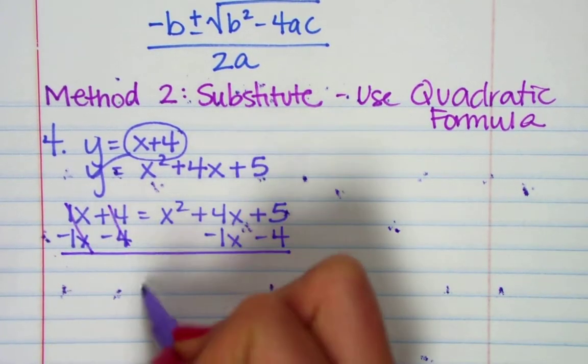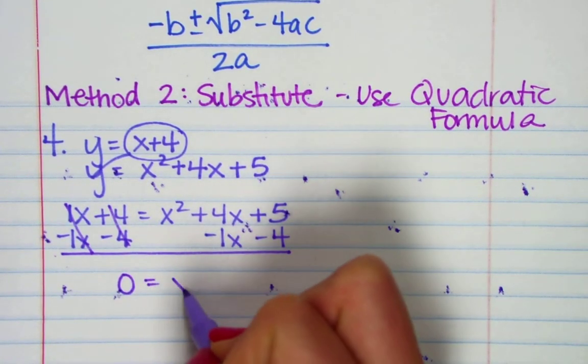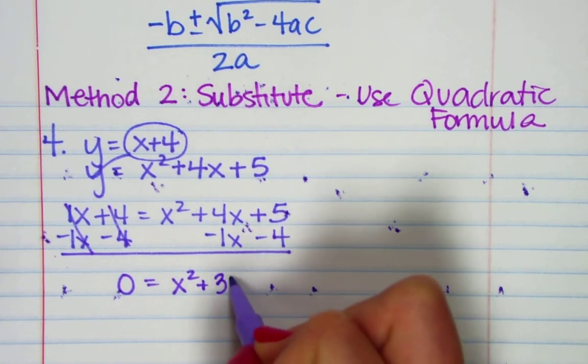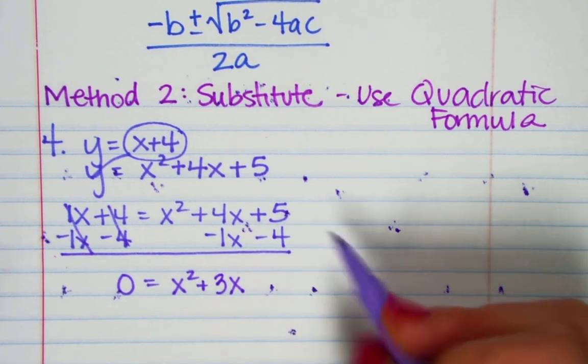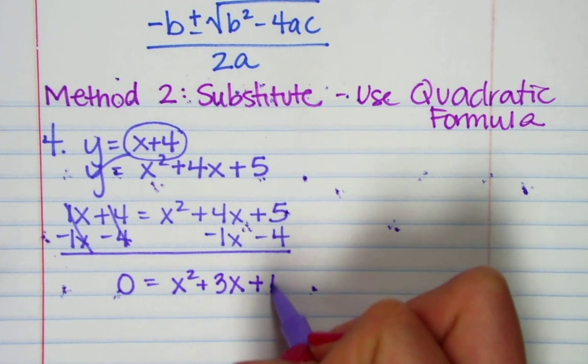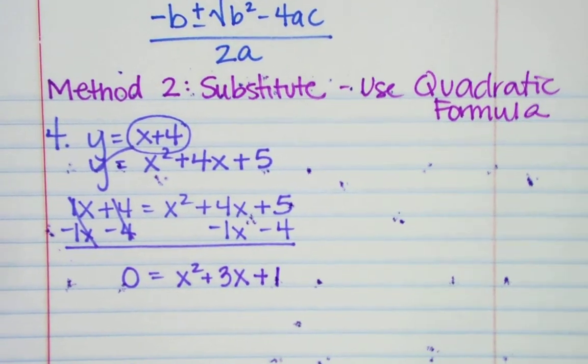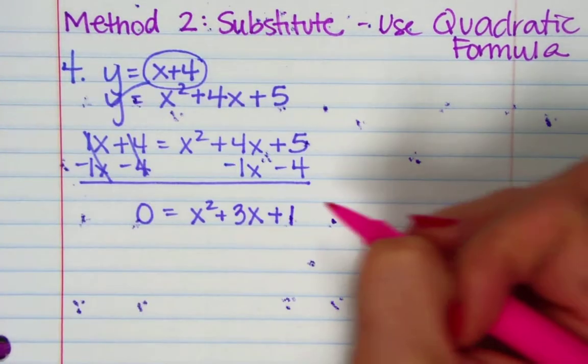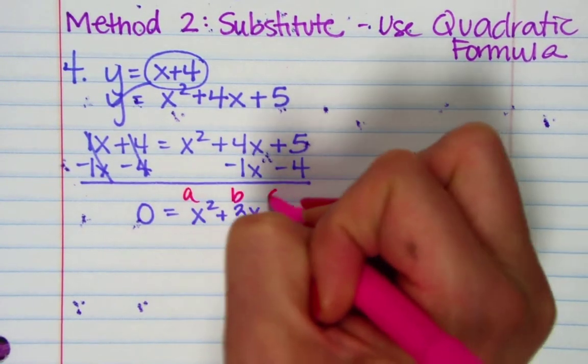Okay, so this zeroes out and gives me x squared. 4 minus 1 is 3x. And 5 minus 4 is 1. Okay, so now I have it all on one side. Now, what do I need to do next? Do y'all remember from last class? Label, right? We got a label. Good memory. Okay. A, B, and C, right? A, B, C.